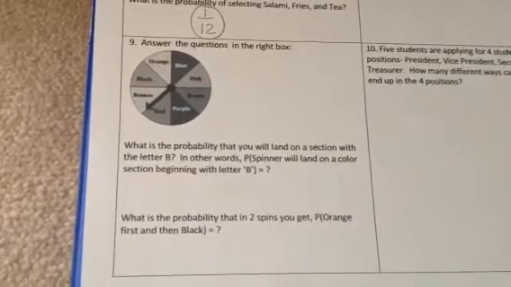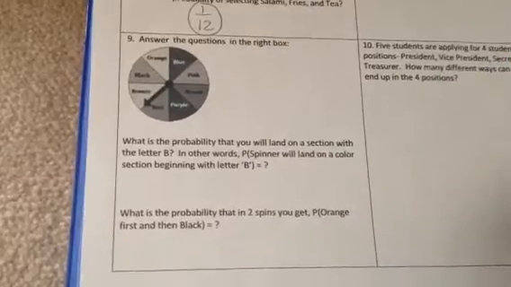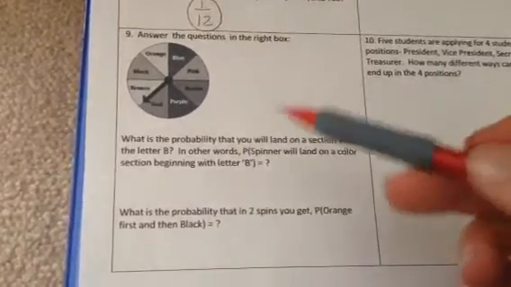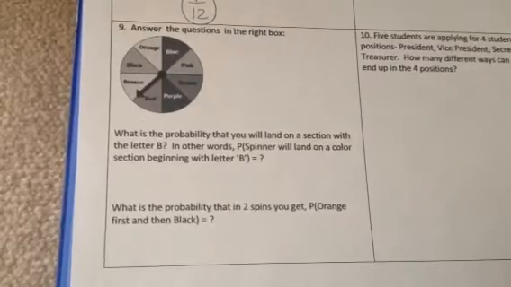This is question 9 of the probability test correction guide. Don't forget to be showing your work. So using this spinner, we want to find the probability of landing on a section with the letter B.